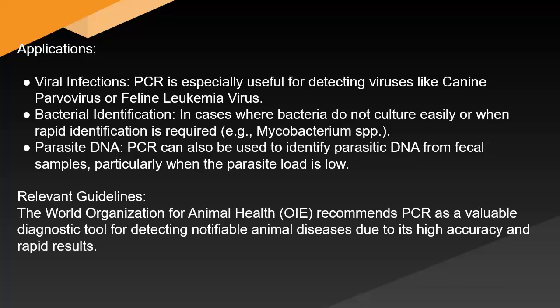Bacterial identification. In cases where bacteria do not culture easily or when rapid identification is required, e.g., Mycobacterium spp. Parasite DNA. PCR can also be used to identify parasitic DNA from fecal samples, particularly when the parasite load is low. Relevant guidelines: the World Organization for Animal Health (WOAH) recommends PCR as a valuable diagnostic tool for detecting notifiable animal diseases due to its high accuracy and rapid results.